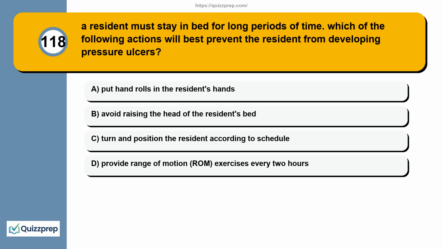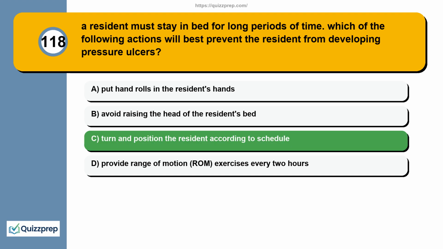Question 118. A resident must stay in bed for long periods of time. Which of the following actions will best prevent the resident from developing pressure ulcers? Option A, put hand rolls in the resident's hands. Option B, avoid raising the head of the resident's bed. Option C, turn and position the resident according to schedule. Option D, provide range of motion, ROM, exercises every 2 hours. The correct answer is option C, turn and position the resident according to schedule.